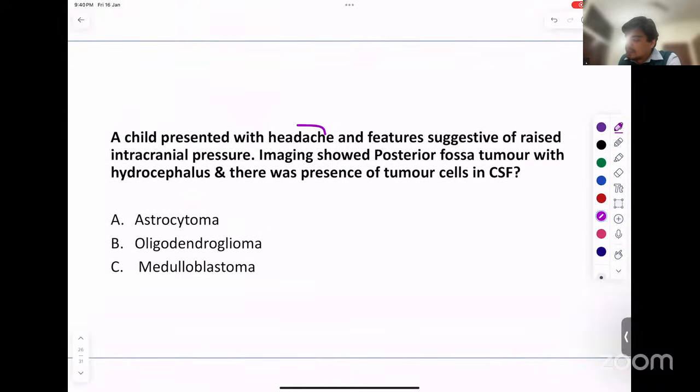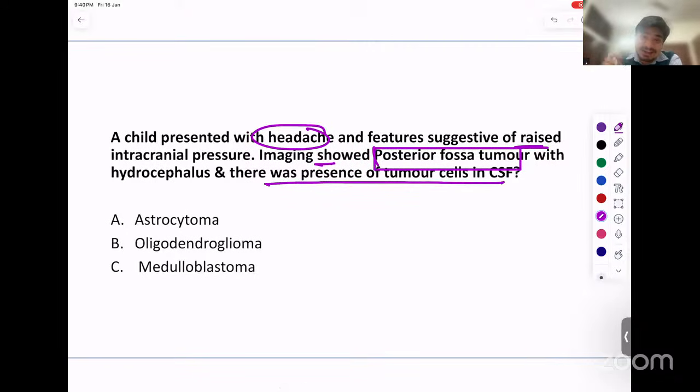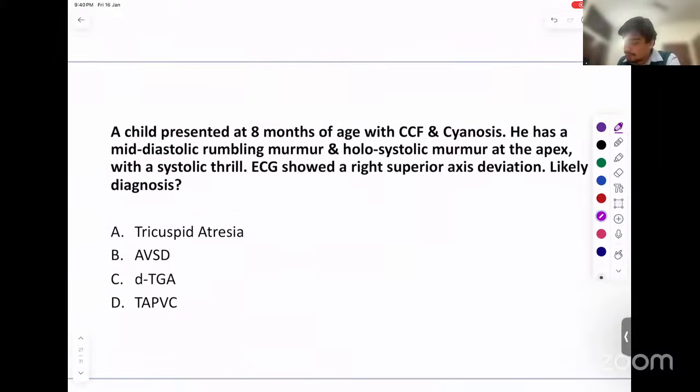Now, a child presented with headache and features suggestive of raised ICP. There was a posterior fossa tumor and tumor cells in CSF. Means there is metastasis into the CSF. This is going to be your medulloblastoma. Medulloblastoma, anyways, is the most common posterior fossa tumor, and from that also, you can directly make the diagnosis. It's going to be medulloblastoma.